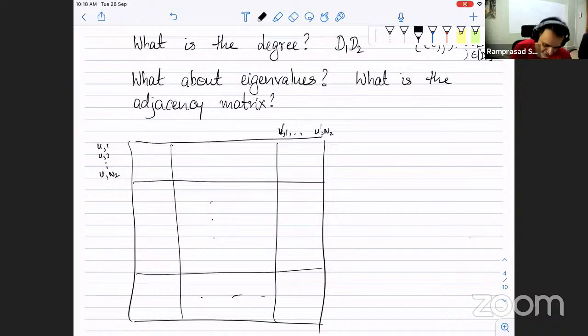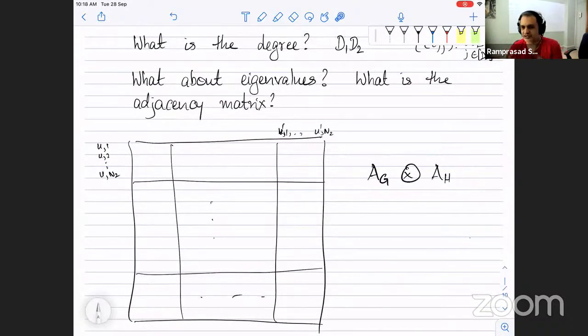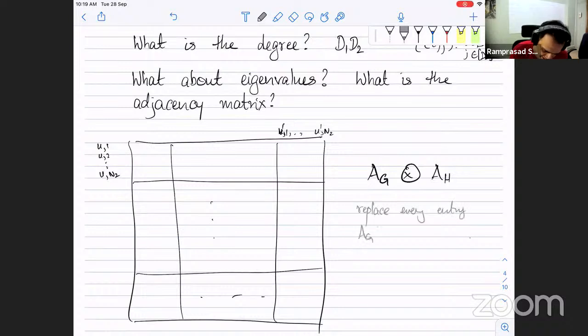In fact, the adjacency matrix happens to be the adjacency matrix of G tensor product the adjacency matrix of H, where the definition of the tensor product of two matrices is precisely this thing: replace every entry A_G(i,j) by A_G(i,j) times A_H. So that's what the matrix looks like.